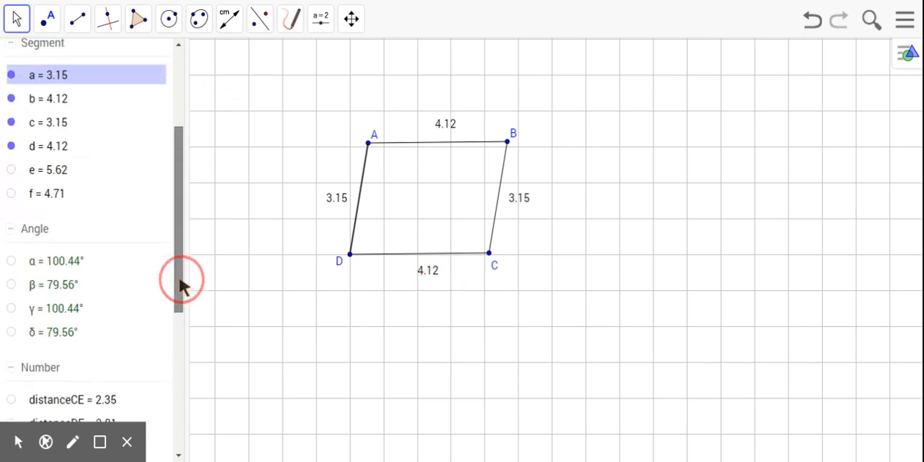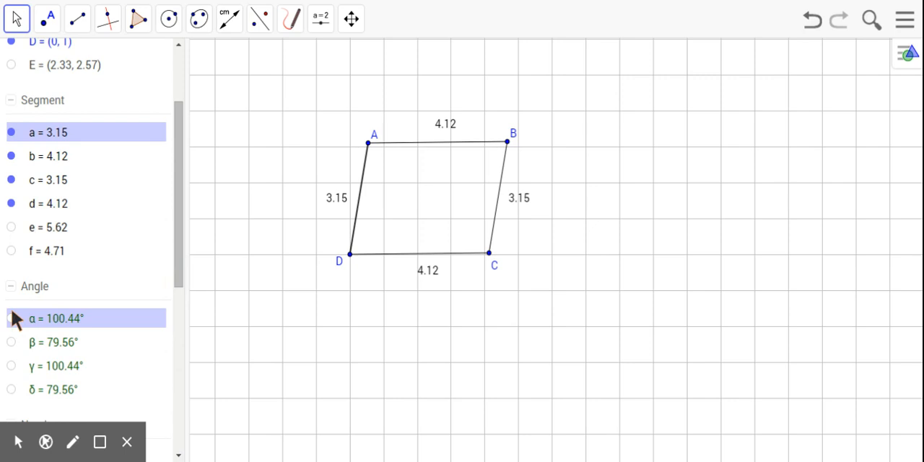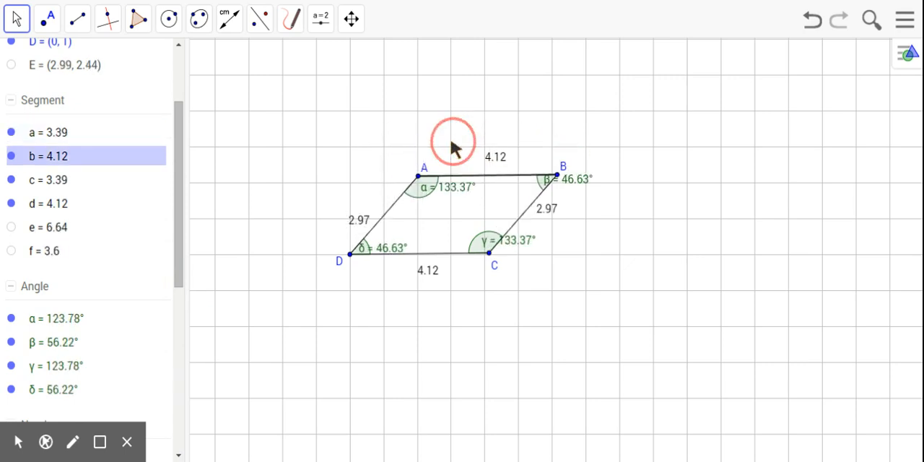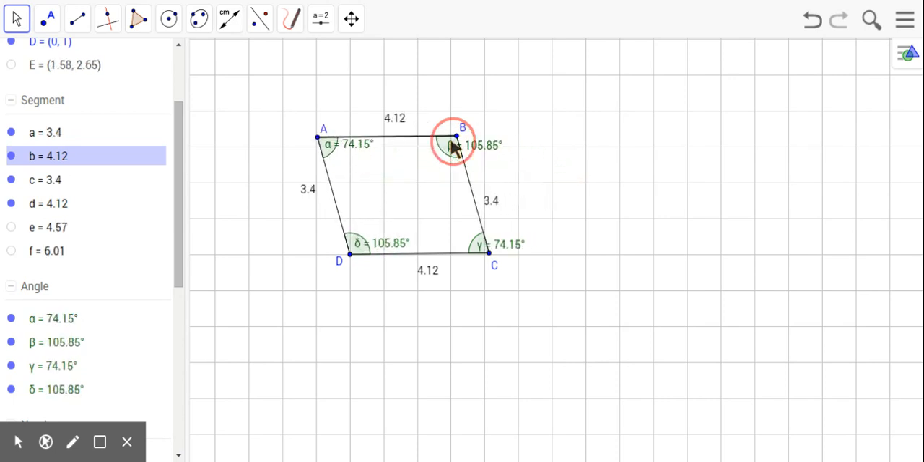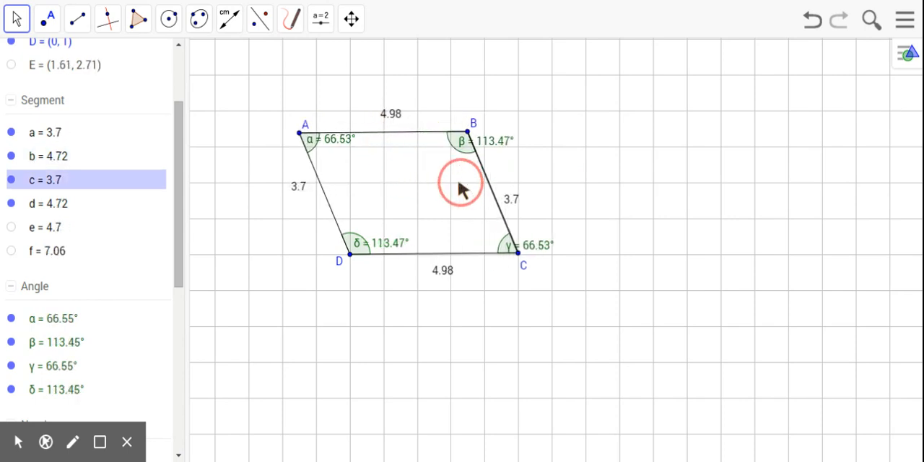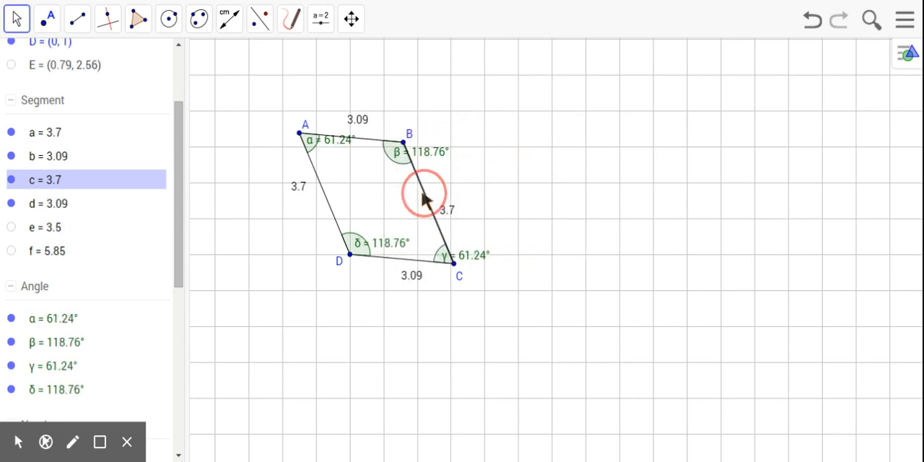Okay. Next, we're going to look at the angles. Now again, I'm going to move this around, and I want you to look at the angles and just see what goes on. Okay, I want you to pause the video and discuss with your group what you saw and what conclusions you can make from that.